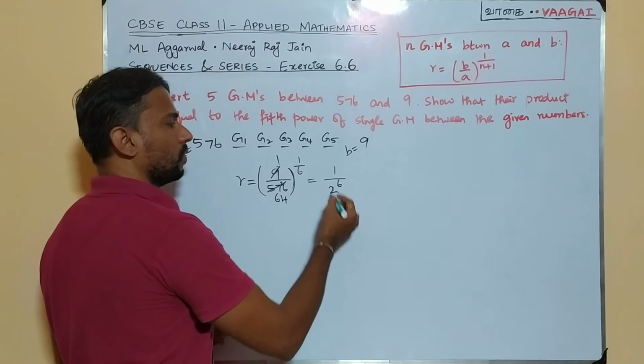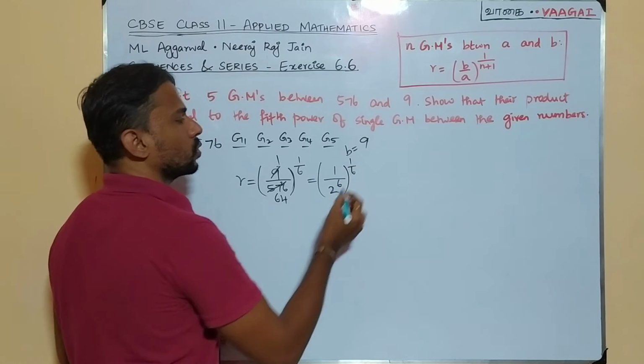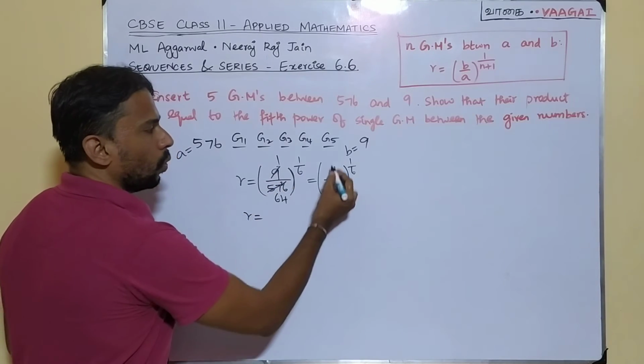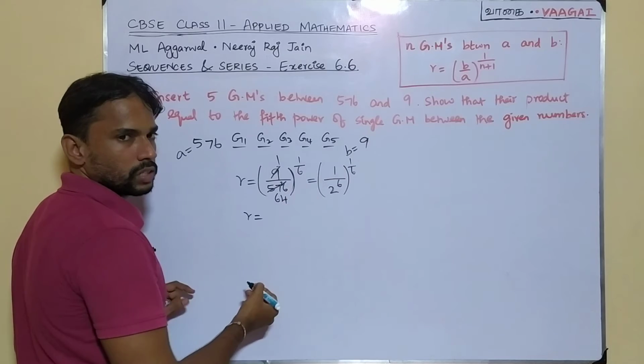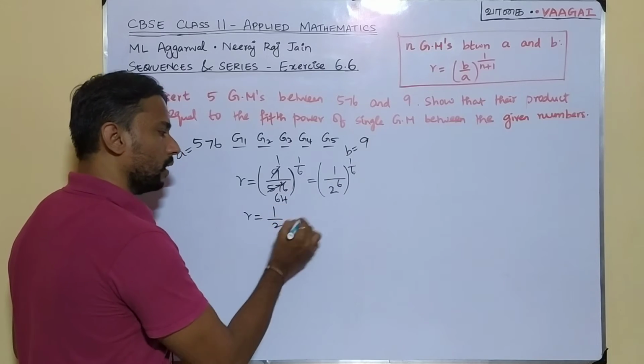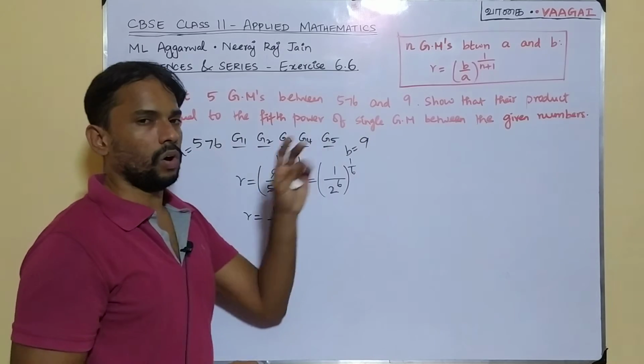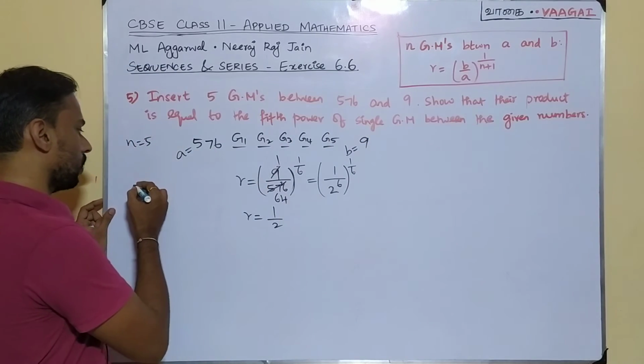So 1 by 2 power 6, whole power 1 by 6. Now you can simplify and get the value of r as what? r is equal to 1 by 2 power 6 the whole power 1 by 6. That's going to be simply 1 by 2. That's it. Now you can very easily get the values of all these geometric means. Shall we calculate them one by one?